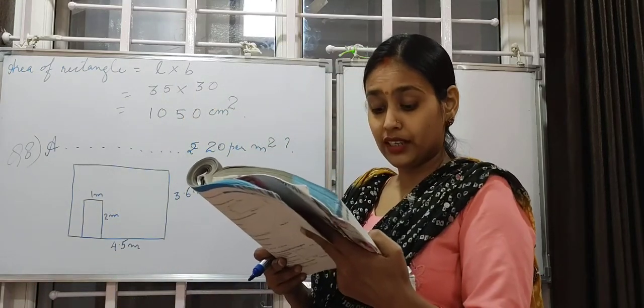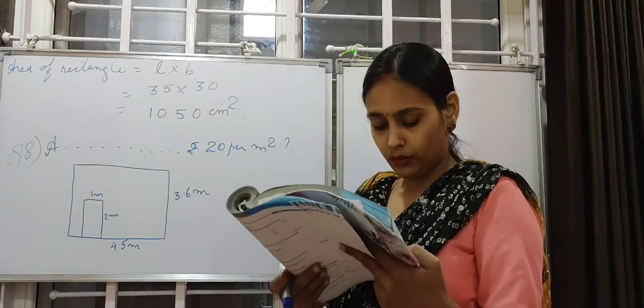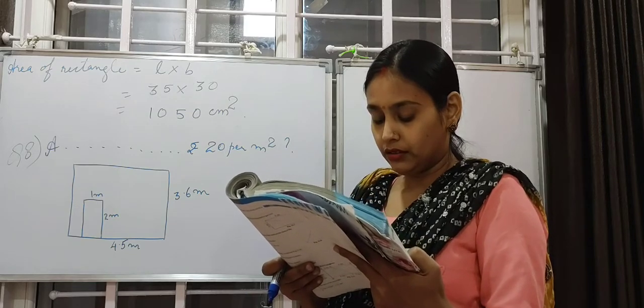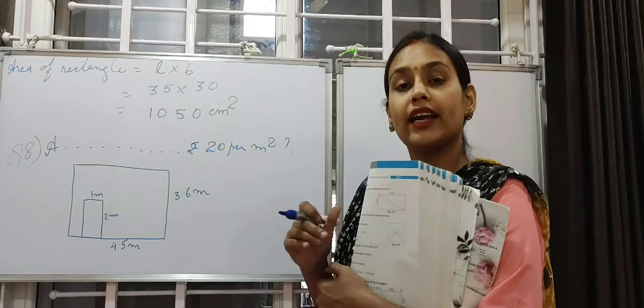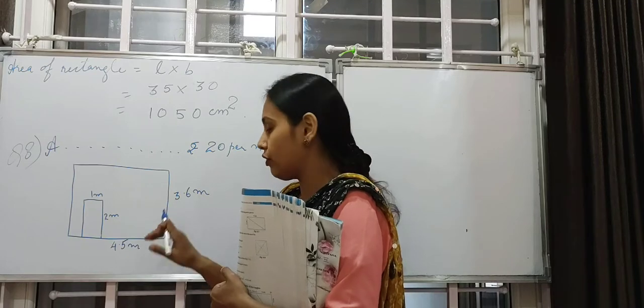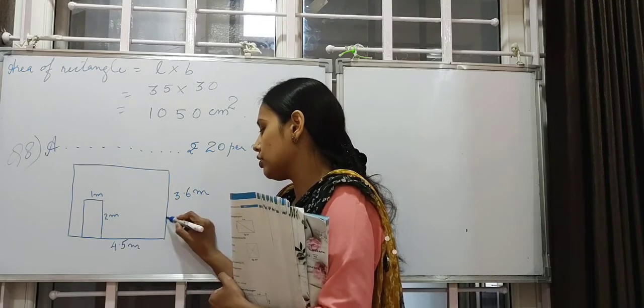Okay. Now we have to find the cost of whitewashing the wall. That means painting the wall. If the rate of whitewashing is given rupees 20 per meter square. So where do we whitewash? We whitewash in the area. That means we have to find out the area of the wall. Okay. And then we will multiply it with the cost.